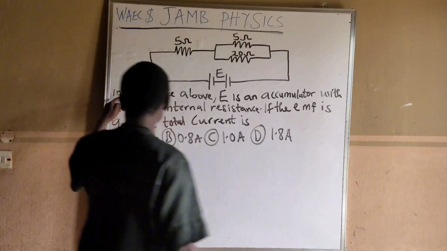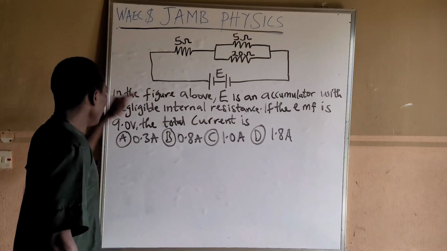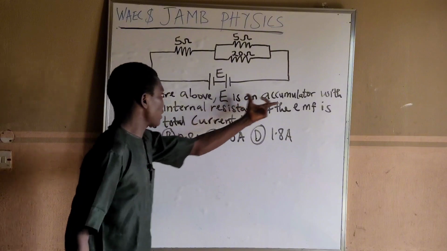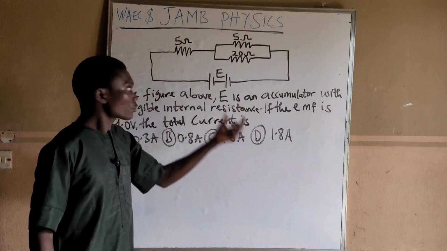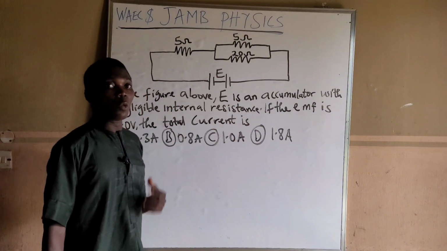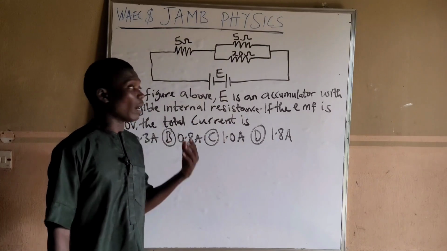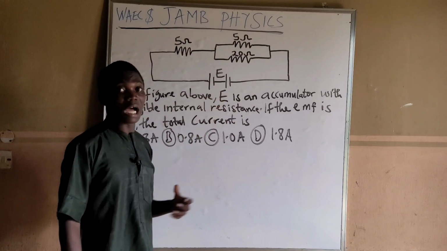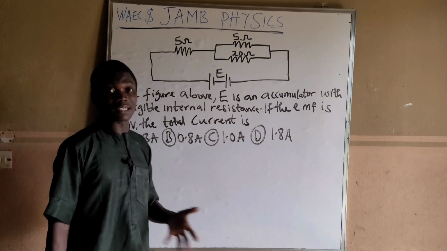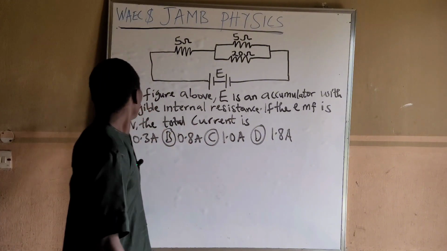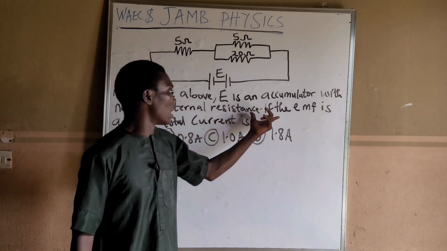All right, the question before us says that in the figure below, E is an accumulator. Of course, an accumulator, in another way, we can also call it a battery. There are some cases we call it a battery and some cases we call it an accumulator, but it's more or less like a battery, with negligible internal resistance.